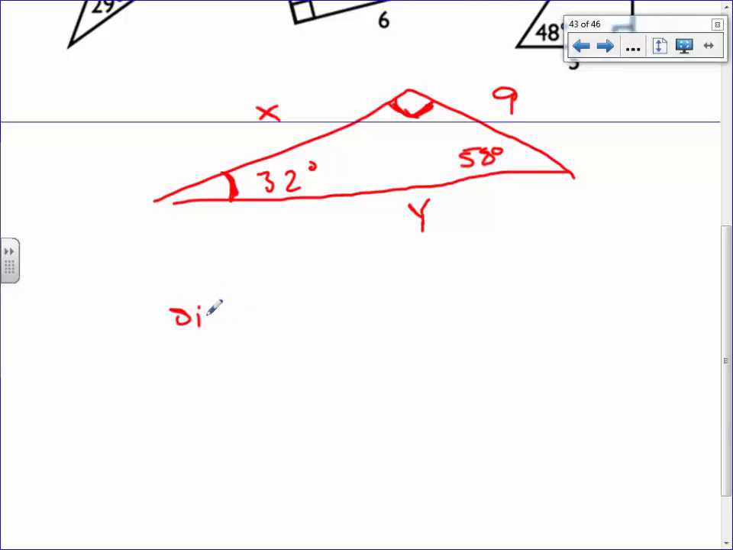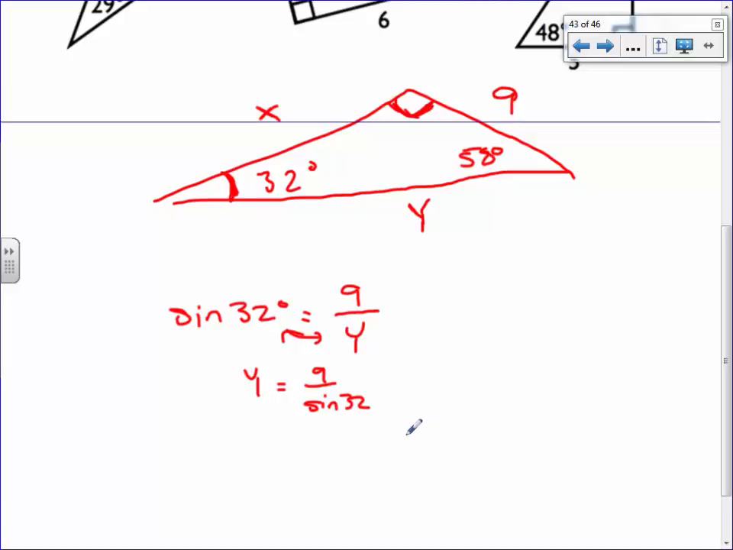Why don't we say the sine of 32 degrees, that's supposed to be equal to opposite, well, what's opposite the 32? 9. 9 is opposite the 32. Over the hypotenuse, which one's the hypotenuse? Actually, Y. Algebraically, how do you get Y by itself? Well, yeah, you kind of flip these guys around. Y goes up over here, and sine of 32 goes on the bottom. There, that should work.